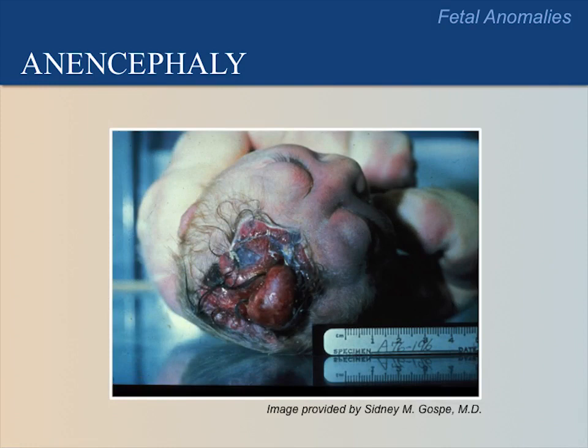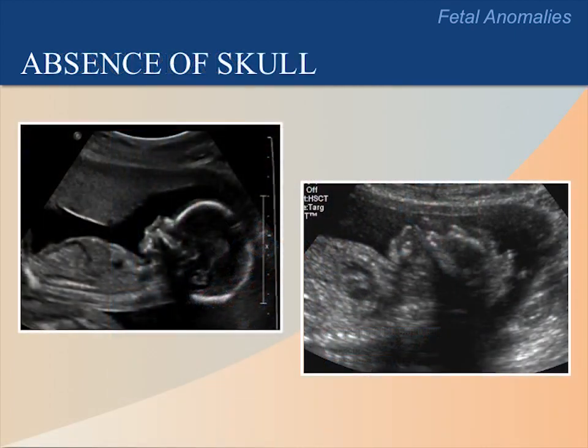This is an image of a fetus with anencephaly. You can see that there is no brain or skull above the level of the eyes. The skull does not cover part of the brain. The eyes appear quite prominent or stand out. Here is an example of a normal fetus and one with anencephaly, as seen by ultrasound.